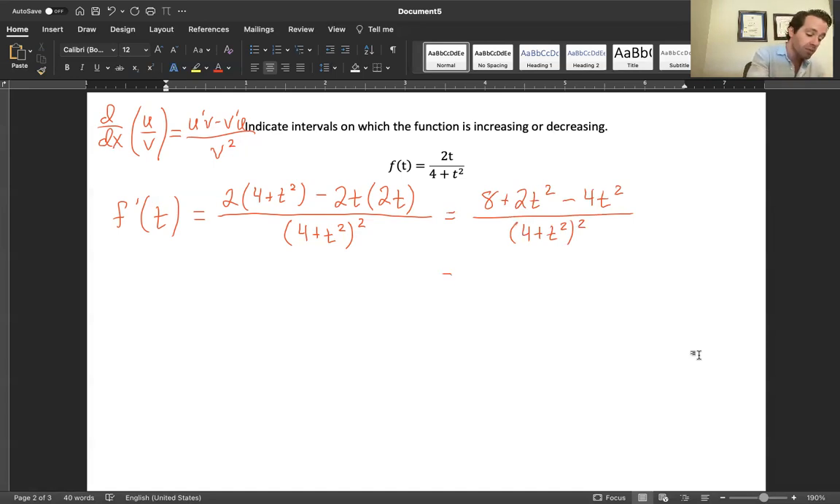There's one more step of simplification, and it's based on these two being like terms. So this is going to end up being 8 minus 2t squared all over 4 plus t squared squared. This is a more complicated function than the one we dealt with before, because this actually will be positive and negative at different times. To see where those things are going to happen, it's sufficient to look at just one part of this. Think about the top versus the bottom.